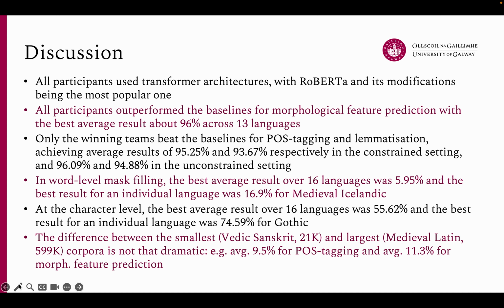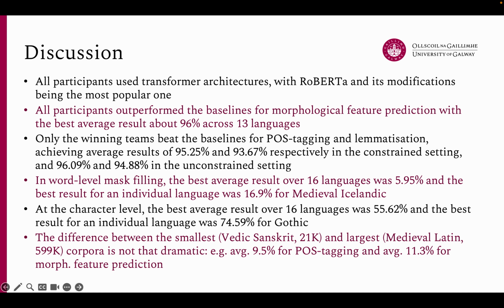Data scarcity influences sequence labeling tasks, such as part of speech tagging and morphological feature prediction, but this effect is not as dramatic as one might expect. Thus, the difference between the smallest corpus of 21,000 tokens and the biggest corpus of 599,000 tokens is only 9.5 on average across all submissions for part of speech tagging, and 11.3 for morphological feature prediction. The same is true for lemmatisation.